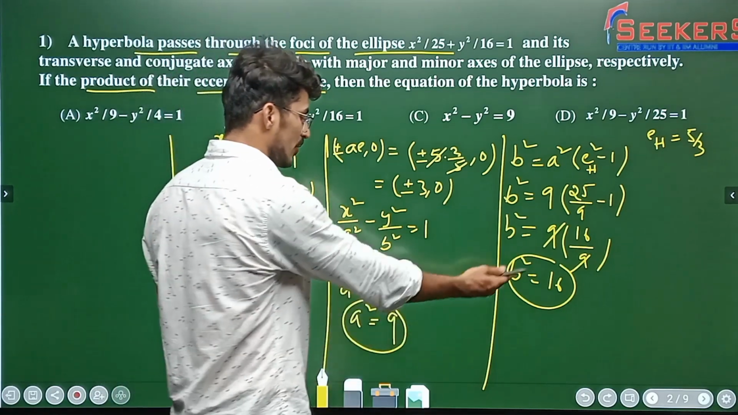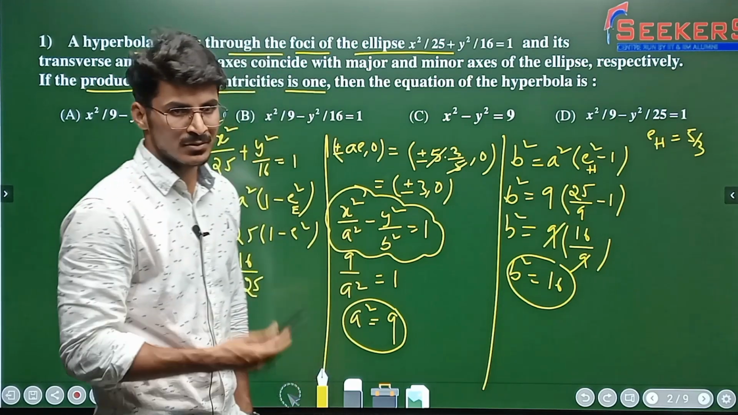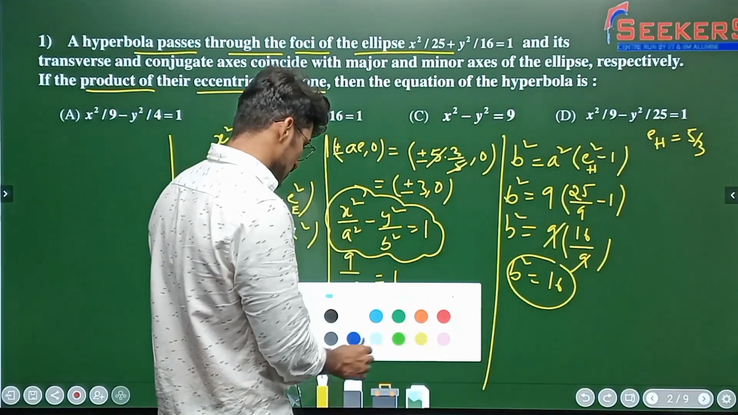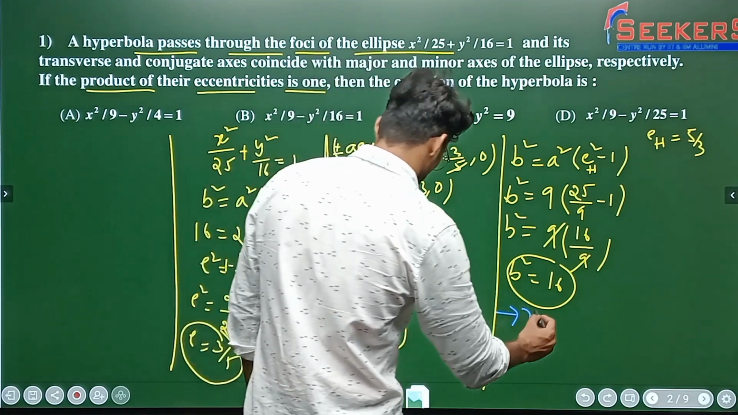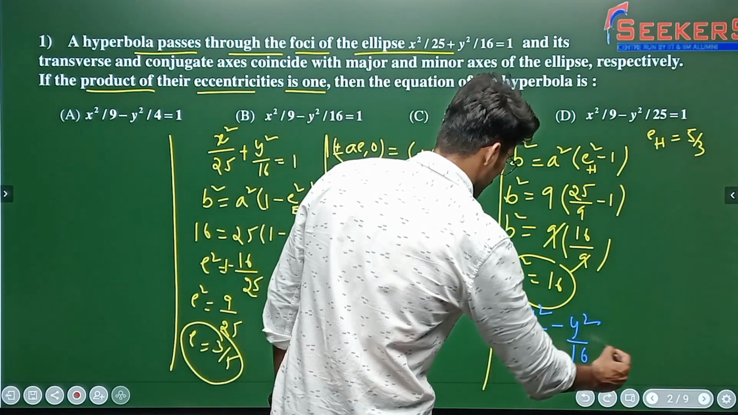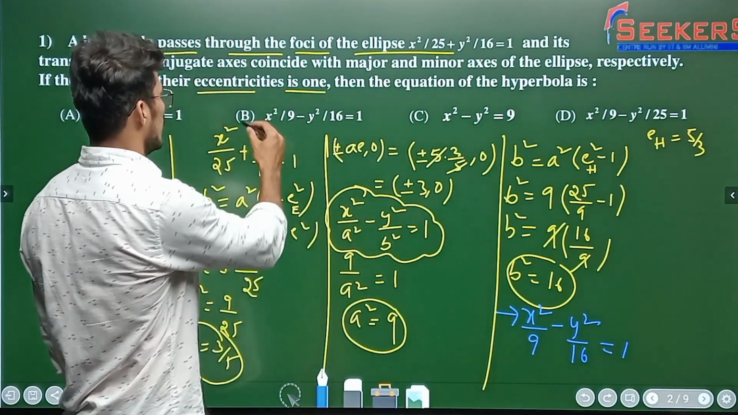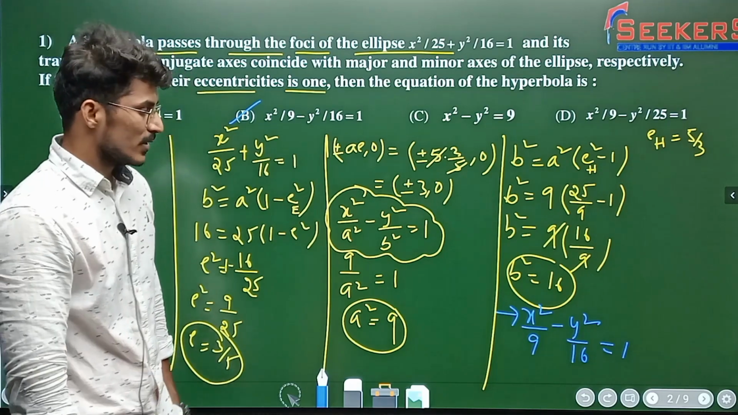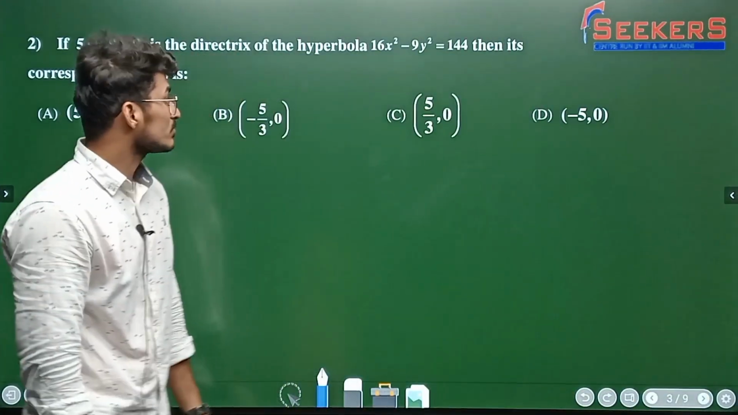So now you know the a square value and the b square value, and let us substitute them in this equation. That's your answer. If I just substitute, what we are going to get, let me write: x square by 9 minus y square by 16 equal to 1. So x square by 9 minus y square by 16 equal to 1, option B is correct. Alright, so this is how we solve this type of questions. So we'll get into the next question.